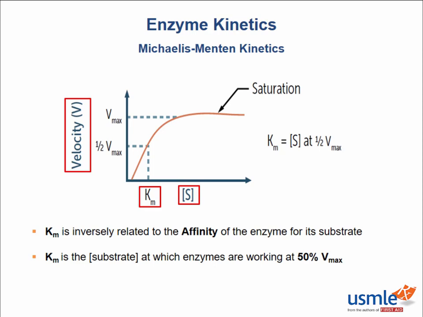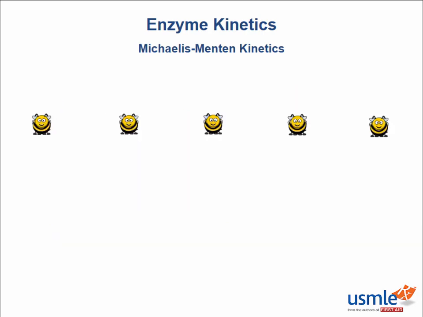A lower Km represents a more efficient enzyme. The lower the Km, the higher the affinity an enzyme has for its substrate. So a bee that can easily find and bind tightly to its flower will be more efficient at making honey. Enzyme concentration is the second factor that affects the rate of a reaction.